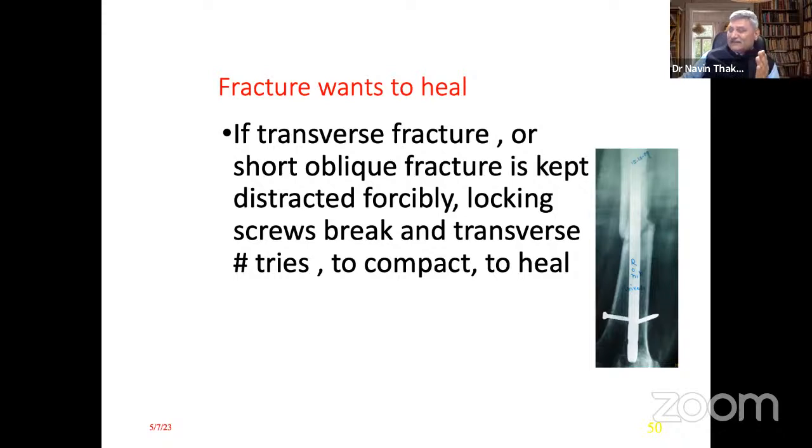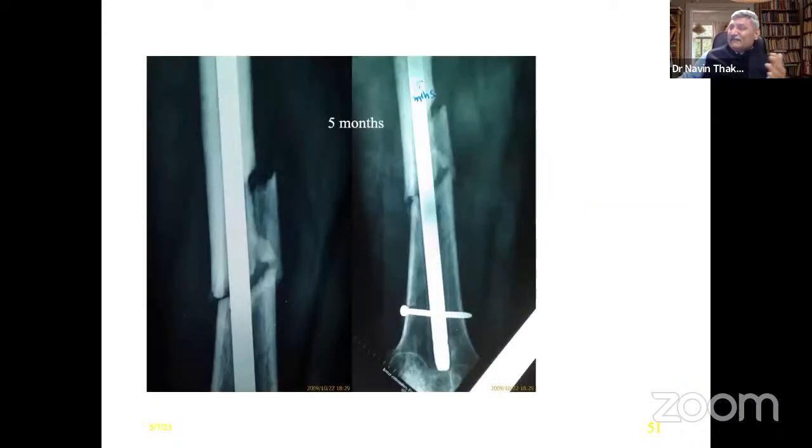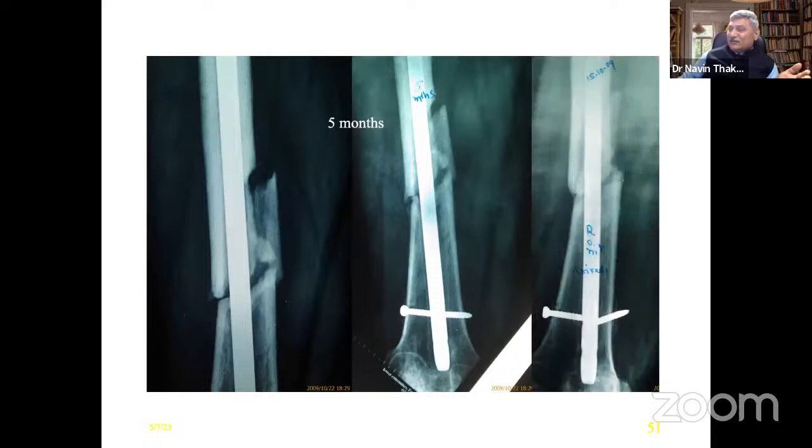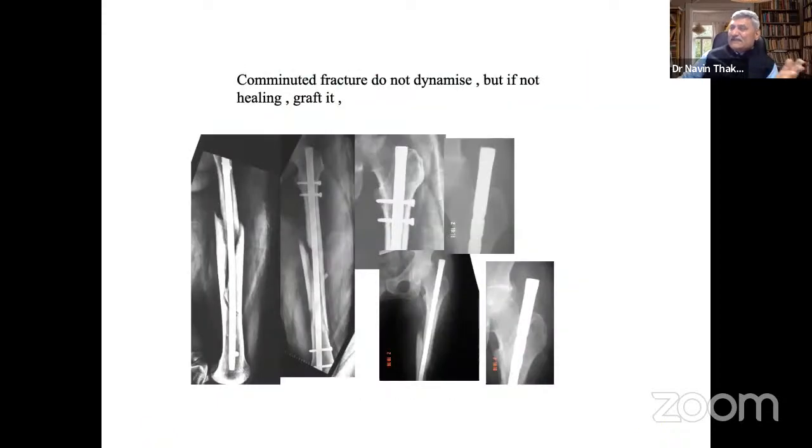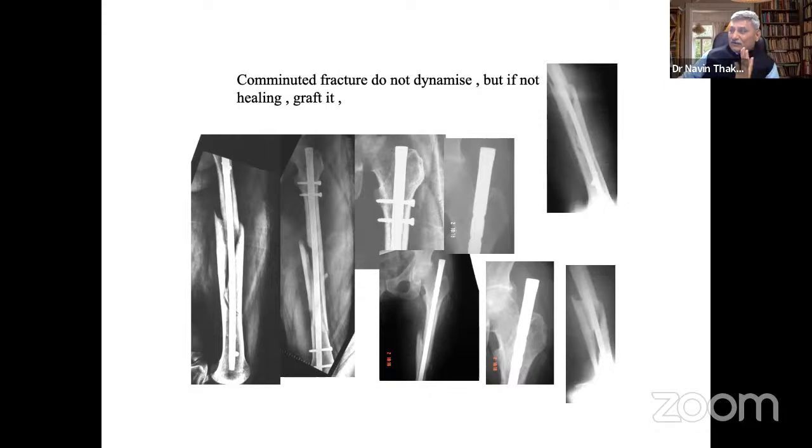As Dr. Chandak sir has said, auto-dynamization, screws will break. If it is not dynamized, it will break and it will get healed. So nature wants to heal and it gets healed gradually. 3 months after the screw breakage, you can see it is healed. Comminuted fracture, do not dynamize, but if not healing, graft it. It is better to augment or graft it. Do not make it further unstable.